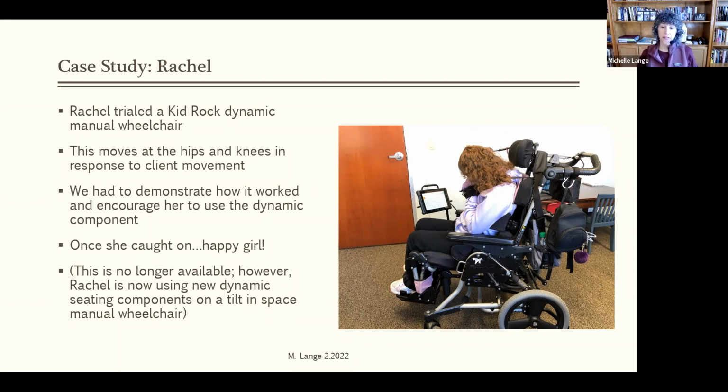It responded at the hips. She would sometimes move at her knees as well. And she was instantly more alert and engaged. Again, the Kid Rock is no longer available. It was discontinued, but we ordered her a tilt and space manual wheelchair with some dynamic components at the back, allowing movement at her hips and at the knees. And those are from Seating Dynamics.